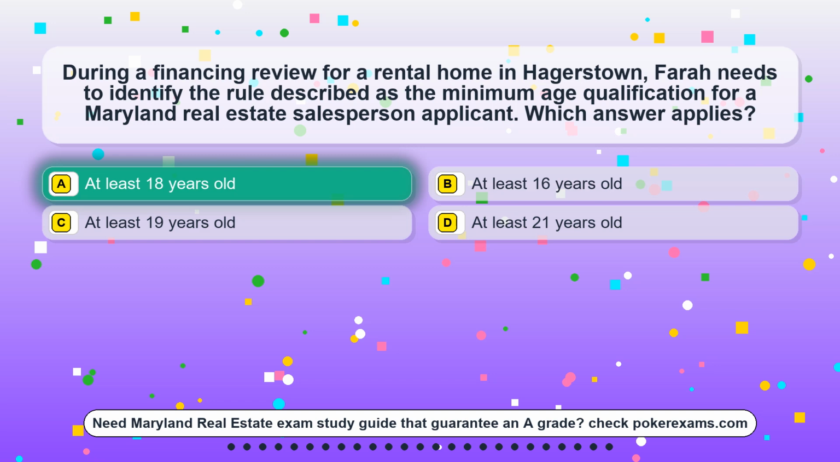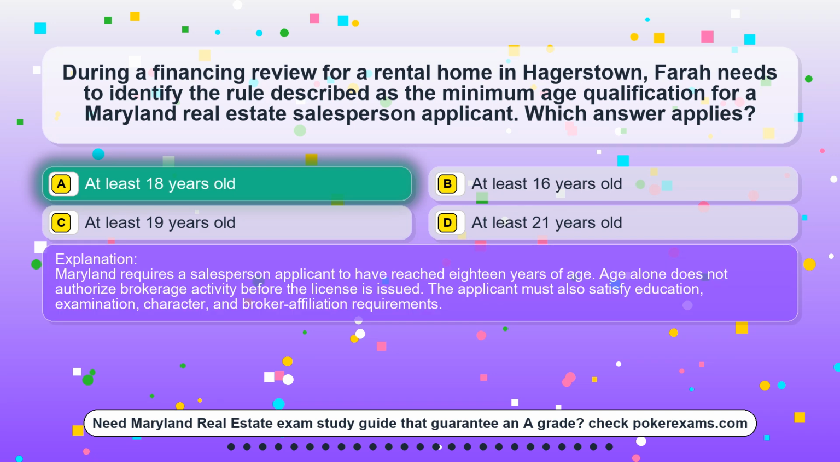The correct answer is option A, at least 18 years old. Maryland requires a salesperson applicant to have reached 18 years of age. Age alone does not authorize brokerage activity before the license is issued. The applicant must also satisfy education, examination, character, and broker-affiliation requirements.